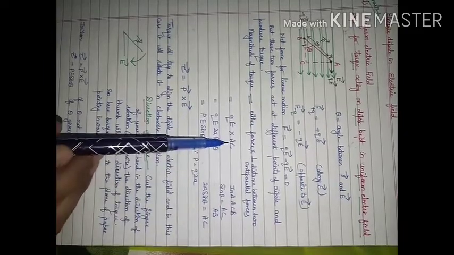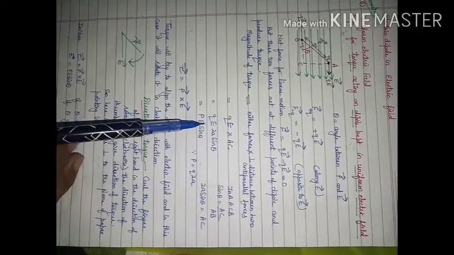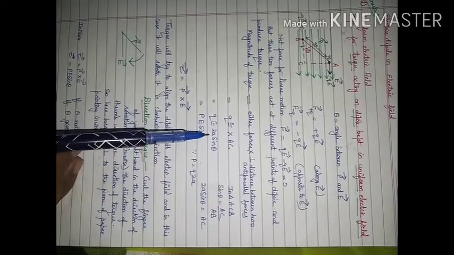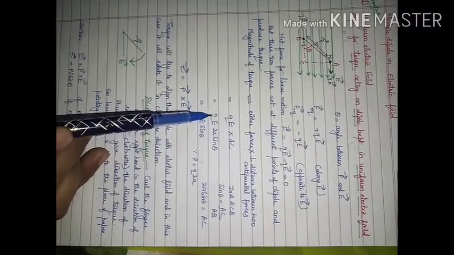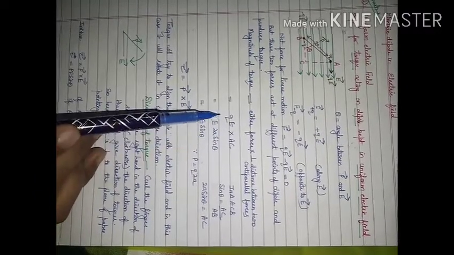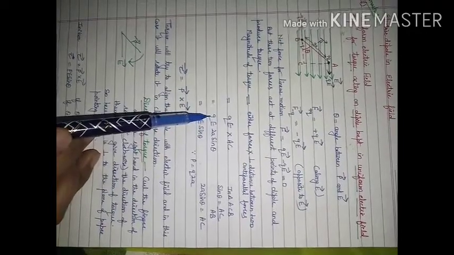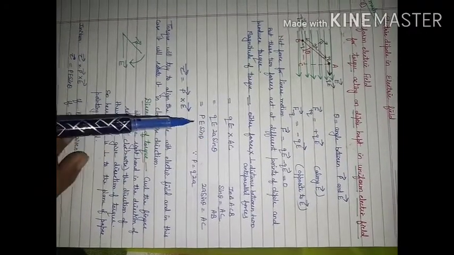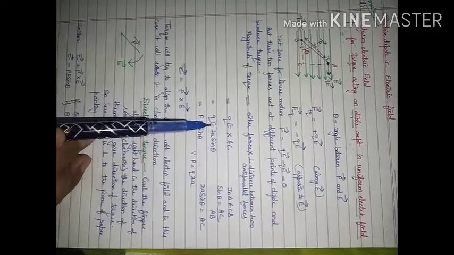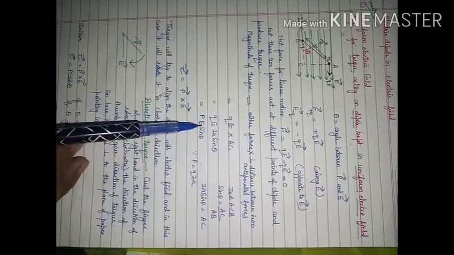So when we put this value here, we are left with magnitude of torque equal to Q into E into 2A sin theta. Now you know Q multiplied by 2A is known as dipole moment. So Q into 2A we will replace by P. E as it is, sin theta as it is. This is the magnitude of torque.